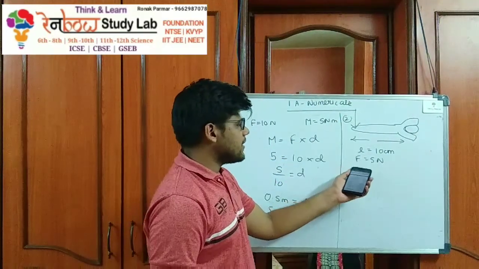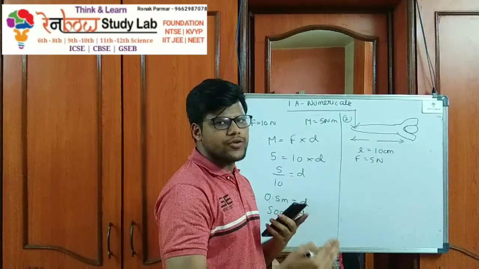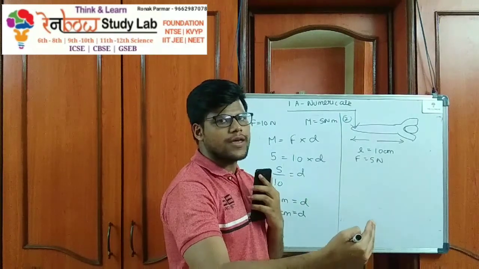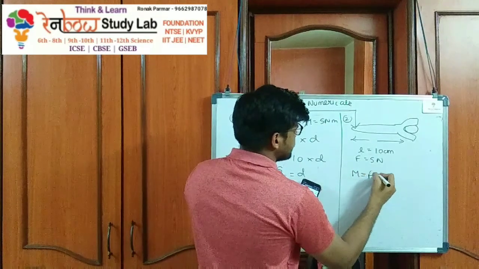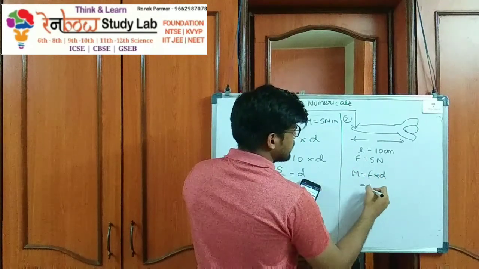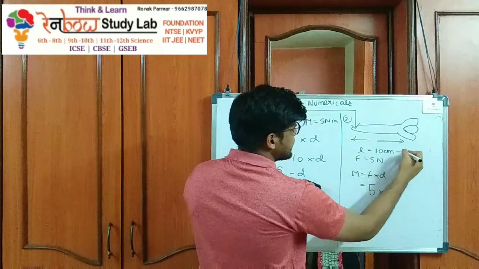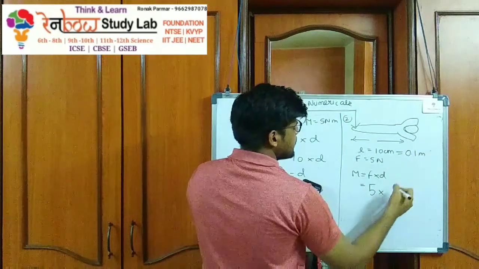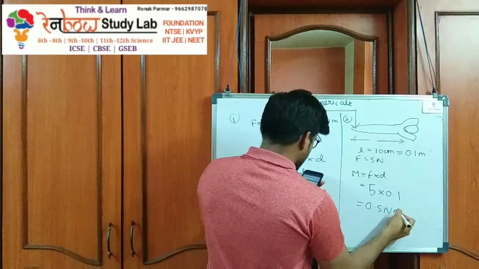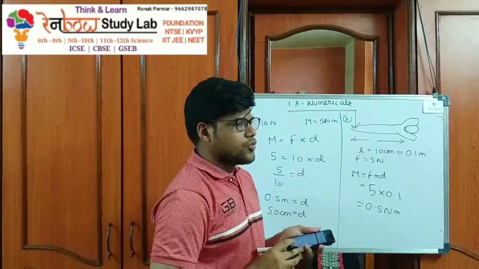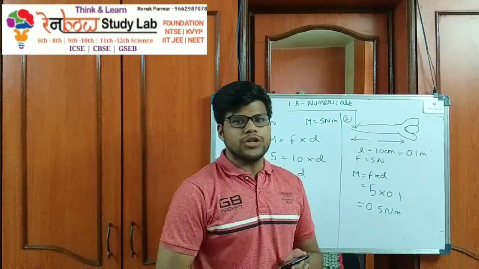Again here you have F and this will be your D. Length of the tool will be the distance for the case of least force. And you need to calculate the moment. M is F into D. So it will be 5 into 10 centimeter, first converted into meter, so 5 into 0.1, 0.5 Newton meter. So this was question number 2. And we move to question number 3.